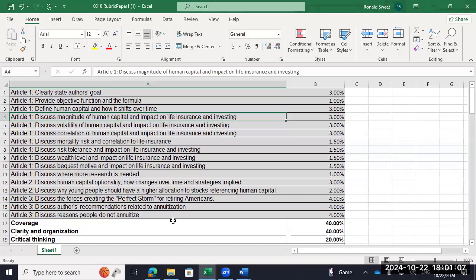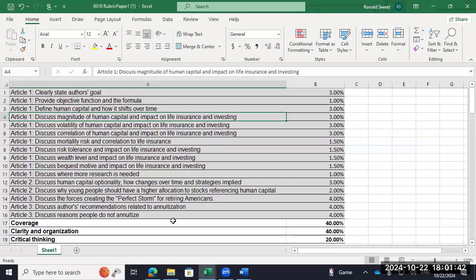Remember, magnitude is not just your training and education and your income, but it's the present value of that. So that's where volatility and correlation come in. Your discount rate is determined by volatility and correlation. Higher volatility, higher discount rate, lower human capital, so less need for life insurance, and you want to be more conservative in your portfolio. Just remember that. Higher correlation to the economy and the stock market, higher discount rate, lower human capital, lower need for life insurance. You want a more safe, low-risk portfolio, right?